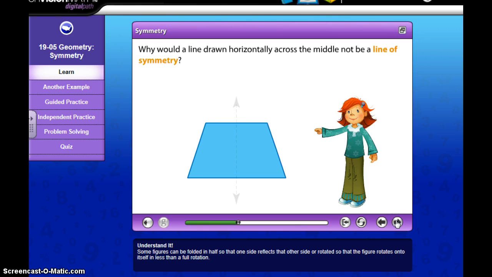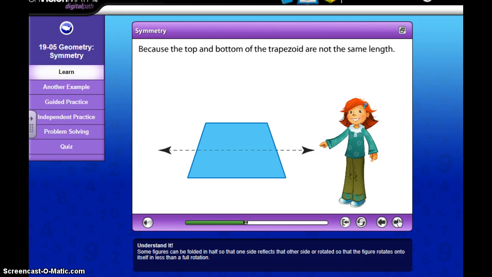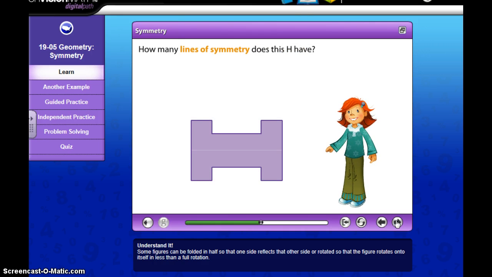Now what that means is we could fold it and it would look exactly the same on both sides. Why is this not going to be a line of symmetry, Dathan? Okay. Because the top and the bottom are not the same. If we fold it, they will not be equal to each other. Now there are figures that you will run into today that have more than one line of symmetry. Let's look at some examples.